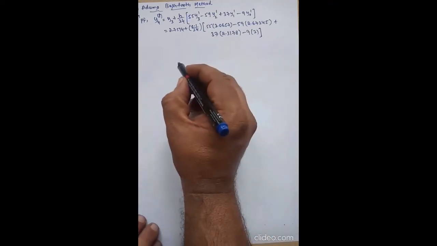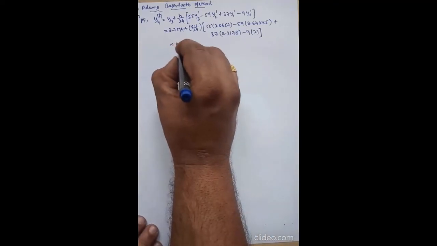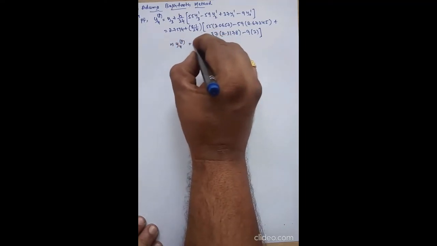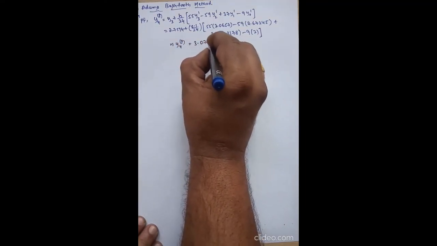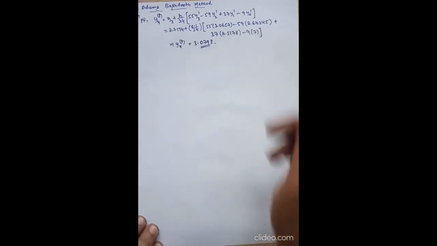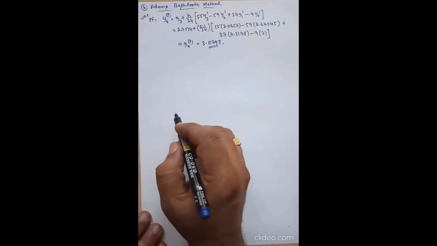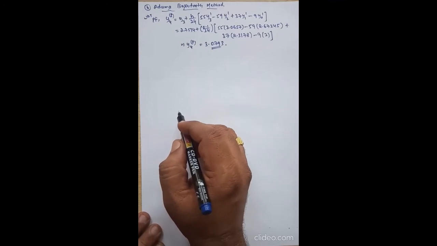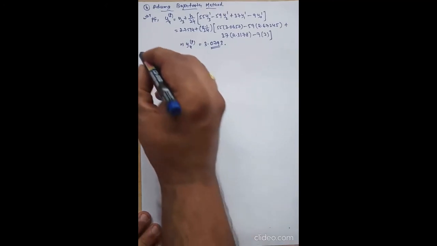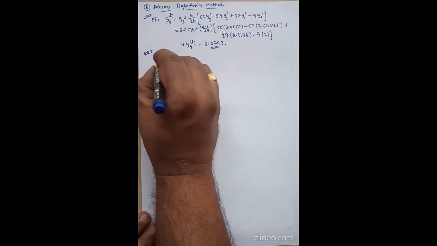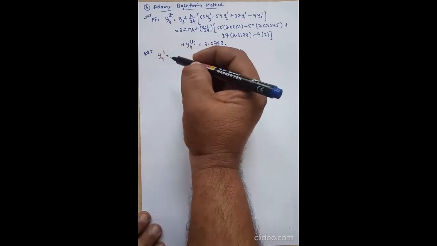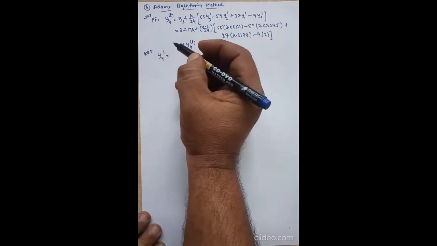We get y4 power p equals 3.0793. The same answer we got in Milne's method. So here also we get the same thing. So this is how we can find the predicted value using Adams-Bashforth. Now once you get the predicted value, you know the next step is y4 dash, and this already we did. It is just a repetition.